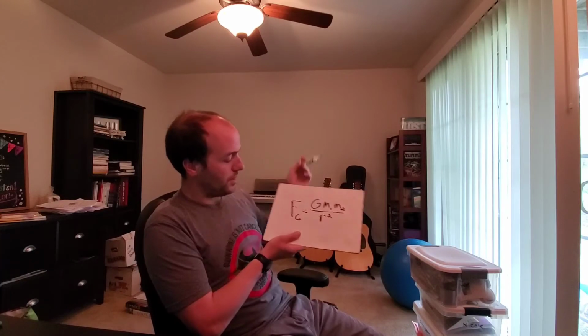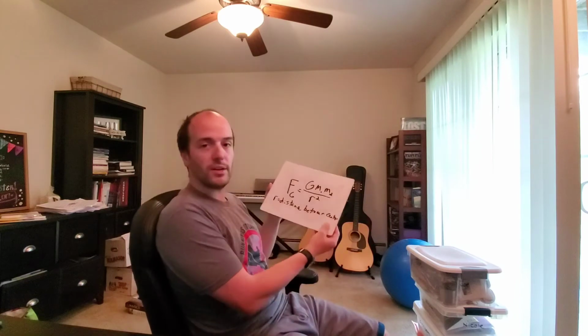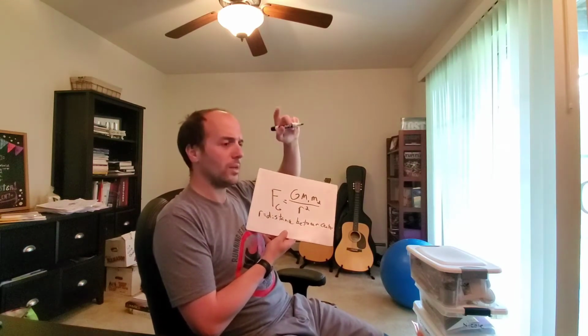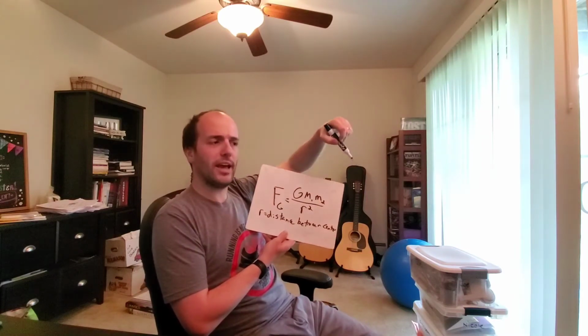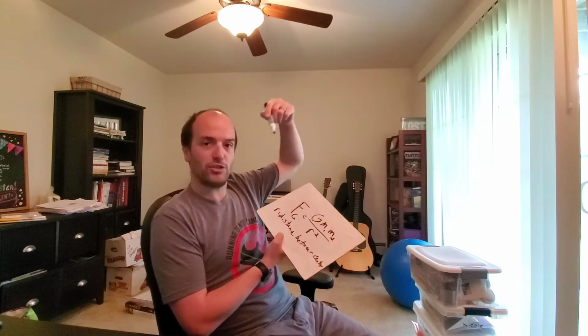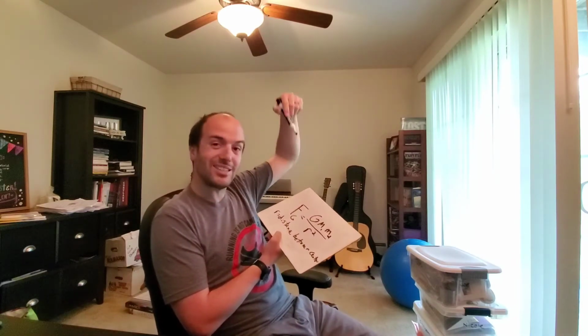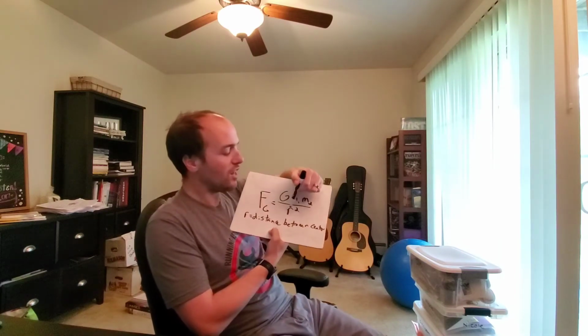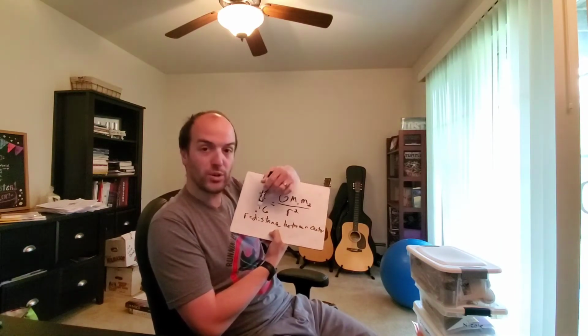This r is not radius. This r is the distance between centers. A common mistake that people make is they see this r and think, oh, that means radius, so let me take the number they give and divide it by 2. No. The distance between the centers is already the radius, so you don't need to cut that value in half. This is just the distance between their centers.